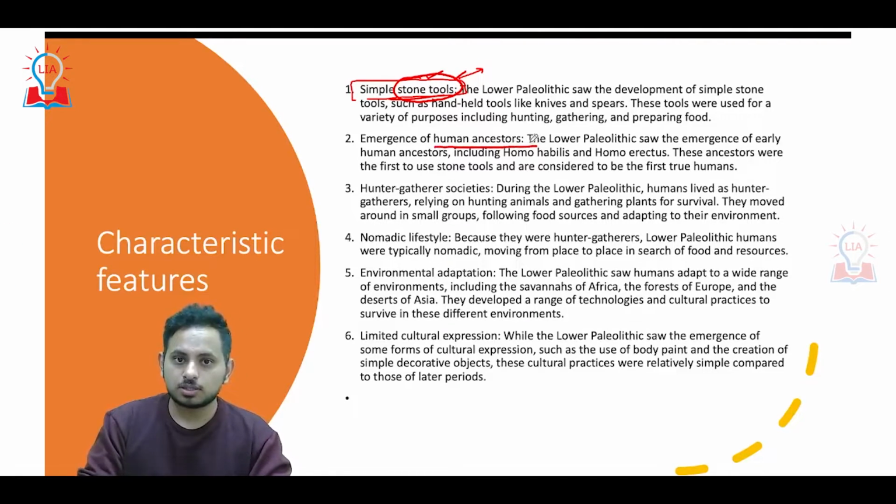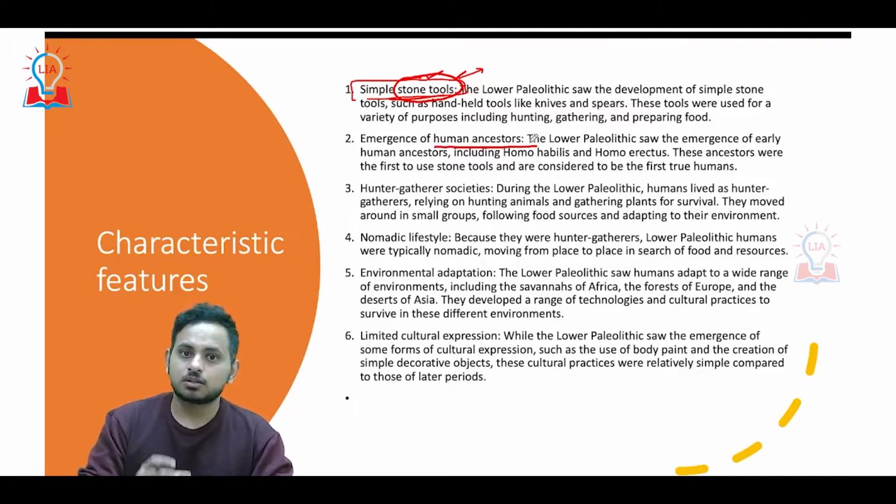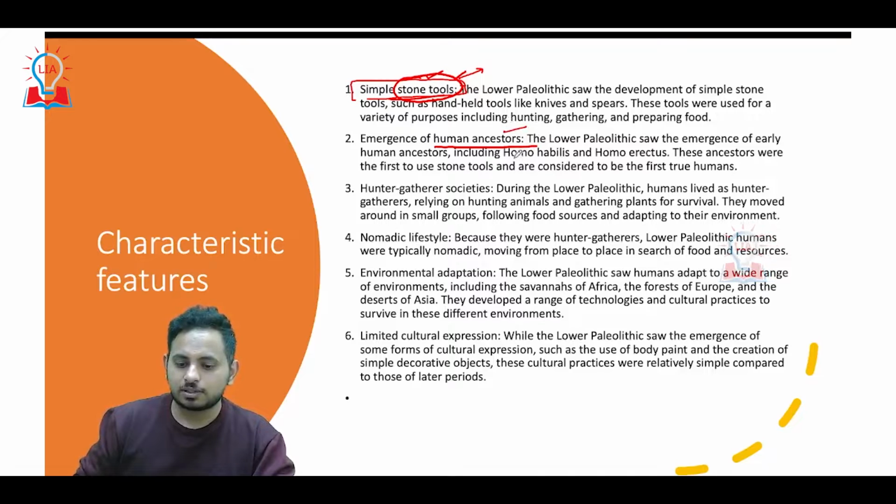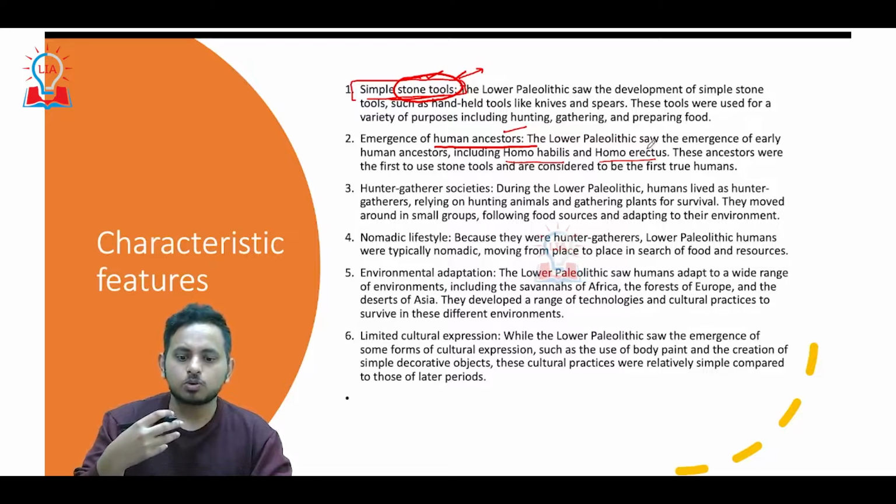Second one, emergence of the human ancestors. We have talked about this. This is not just the period which restricted itself to the Homo sapien, it also had the human ancestors, for example Homo habilis, Homo erectus, and Neanderthal. Okay, so we have talked about their tools, we have talked about the evolution. Where did these people live? What was their habitation and what were they doing?